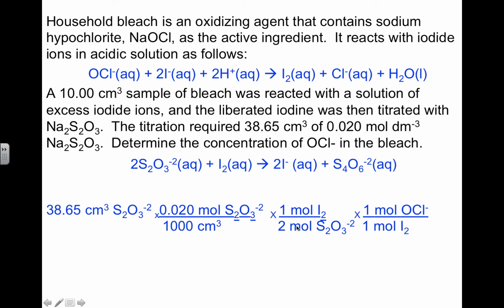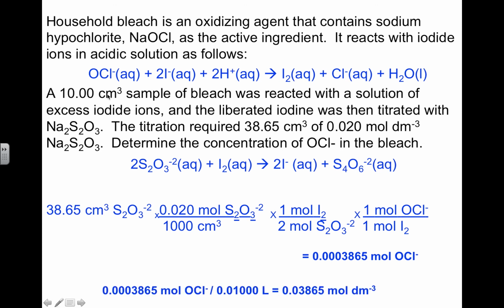Now you could ultimately just simplify this and just say, well, it's a 1 to 2 mole ratio of thiosulfate, but just be careful if you do that sort of thing. So I can find out my moles of hypochlorite. Now I want to know the concentration, in other words, the molarity, or the moles per cubic decimeter. Well, we titrated 10 cubic centimeters of bleach, so 0.01 liters, or cubic decimeters. So I'm going to divide my moles by my liters and get the molarity.